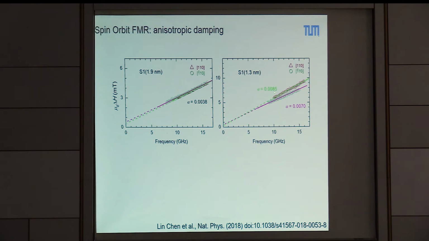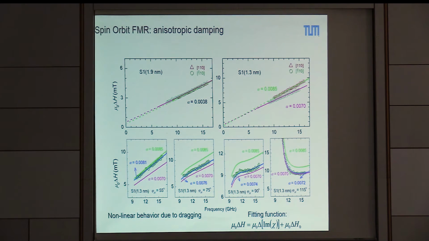Now, if you do this for this thinner sample, you can't do this anymore. You can fit this one with 0.007 and this one with 0.0085, and they basically have no zero frequency intercept, so extrinsic effects should be very, very small, but you can't fit them with the same line. And you can do this for all kinds of angular dependencies using this fitting function.